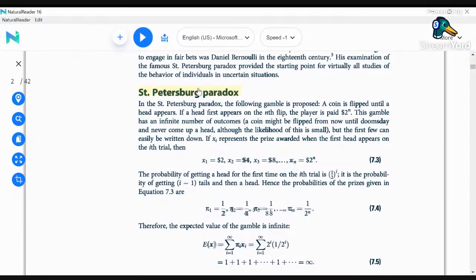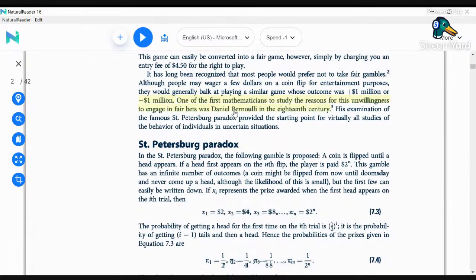Ya, jadi katanya di sini mengenai fair gambling, ya, karena dalam fair gambling pasti tidak akan ada hasil yang menang. Nah, di sini orang akhirnya menolak ya untuk bermain dalam fair gambling, dan ahli matematika yang pertama pada abad ke-18, Daniel Bernoulli, mengeluarkan sebuah teori yang berjudul St. Petersburg Paradox. Ini merupakan starting point ya bagi perilaku individu pada situasi yang tidak pasti.